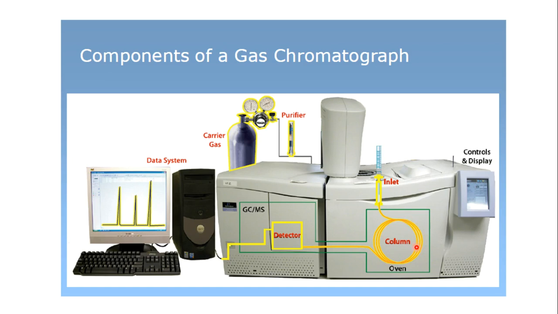sample goes through this column with the mobile phase carrier gas and separates into its constituent components, and then these components one by one enter the detector. This detector detects the sample, qualitatively or quantitatively, and these signals then go to this output assembly, which contains software.